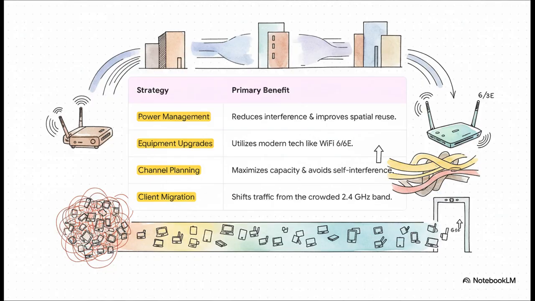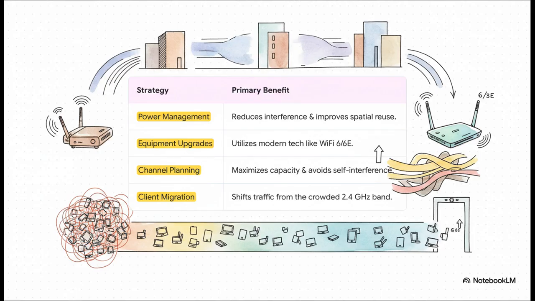This table right here, this is your cheat sheet. These are the 4 absolute pillars of mastering RFI. First up, power management. It's not about blasting your signal at full power. It's about finesse, using just enough to get the job done. Next, equipment upgrades. Moving to Wi-Fi 6 or 6E isn't just for speed. It's for smarter tech that knows how to share the airwaves politely.